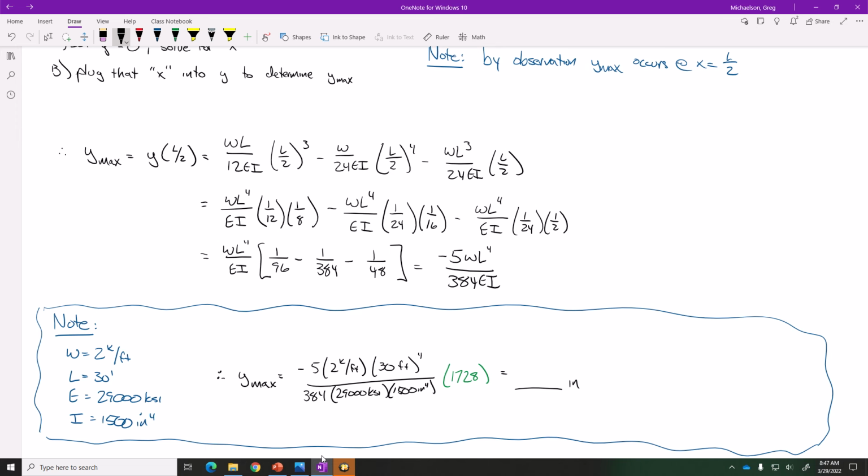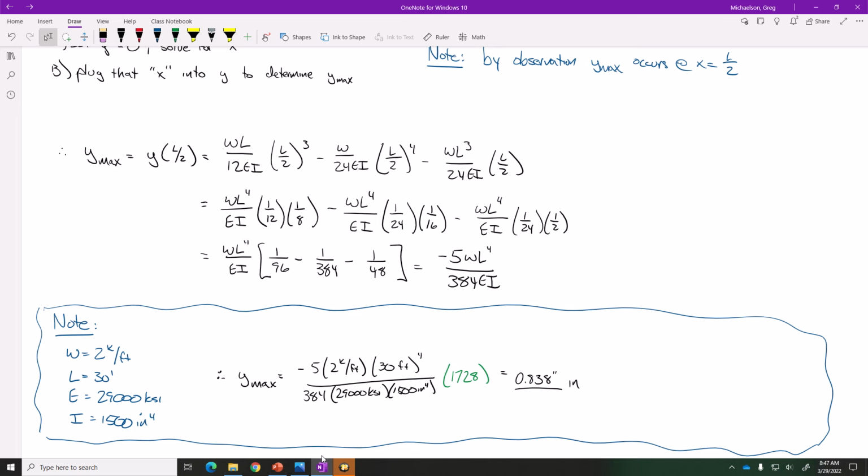0.838 inches. There we go. So at the end of the day, we derive very nice and neat plug and chug equations. As long as we convert our units properly, it's pretty straightforward.